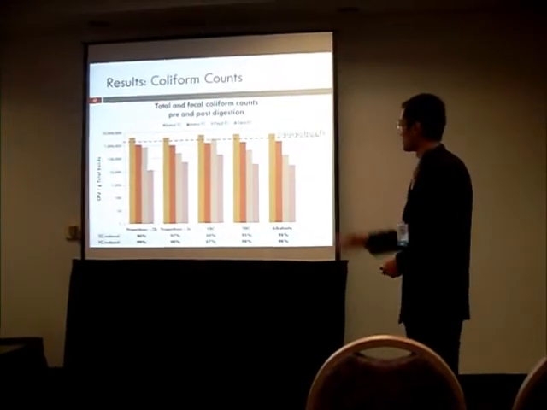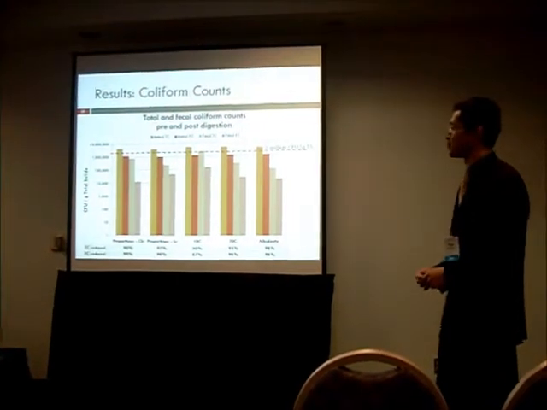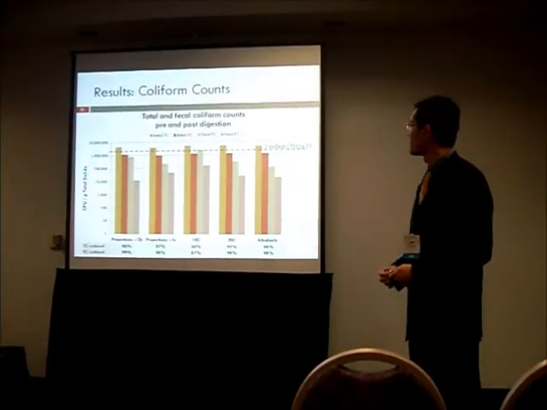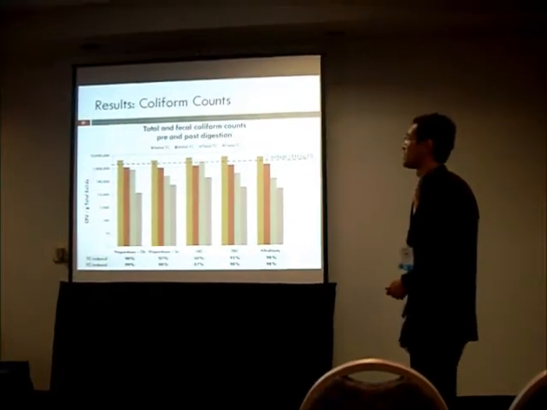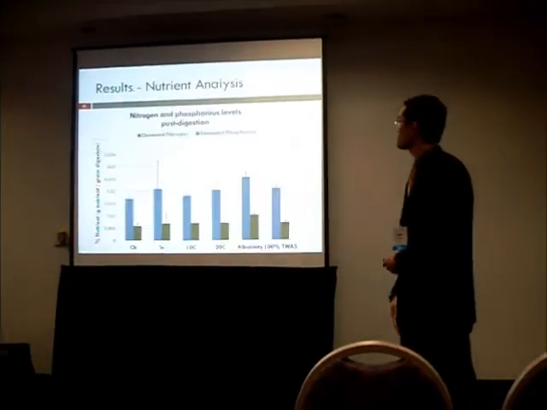And you can see that with the exception of the 10-degree test, there's at least a 90% reduction in total coliforms and at least a 98% reduction in fecal coliforms. And so the fecal coliform level meets the EPA standard by a pretty good margin.